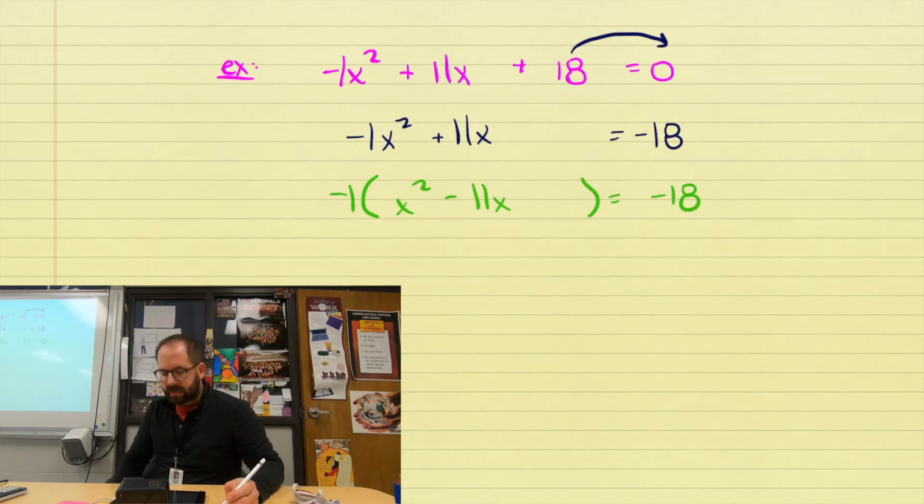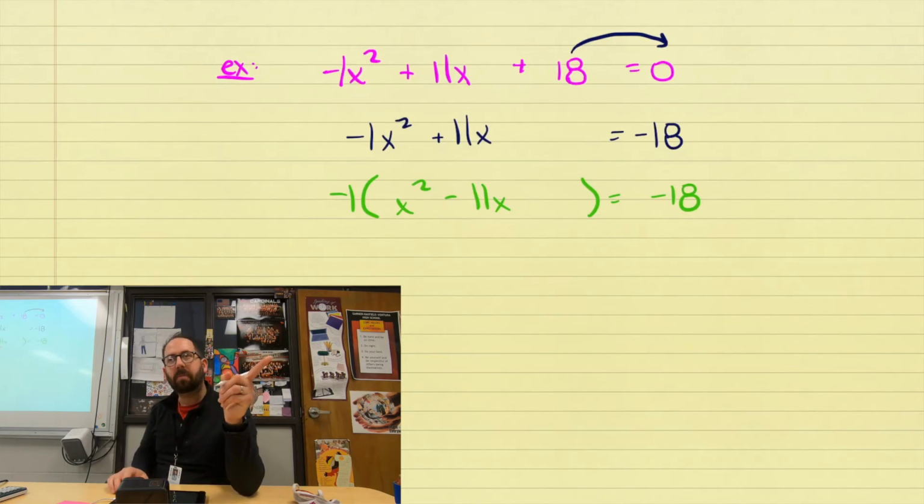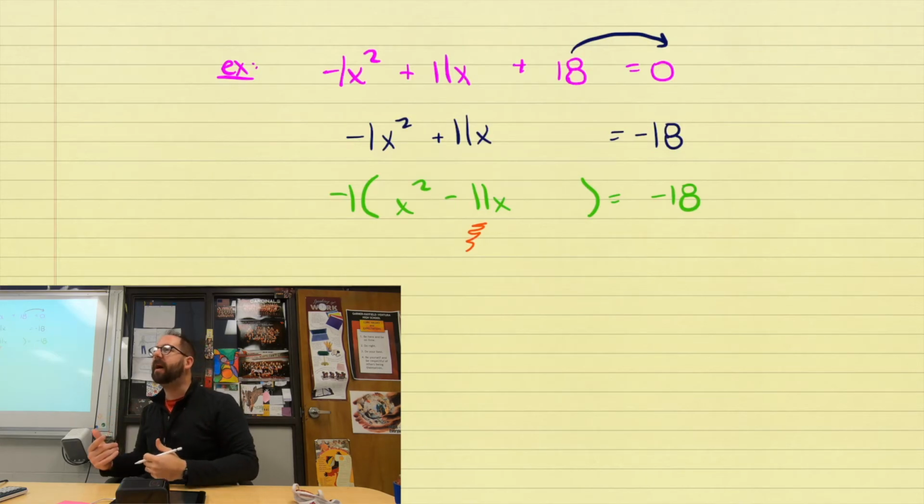Okay, let's keep going here. So, half the middle. What's half the middle in this one? 5.5. Yeah, it's 5.5, right? The middle number was 11, and we had to take half of it, which is 5.5. And then you have to square that.